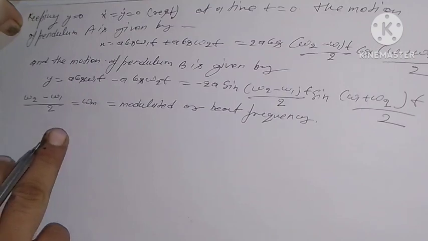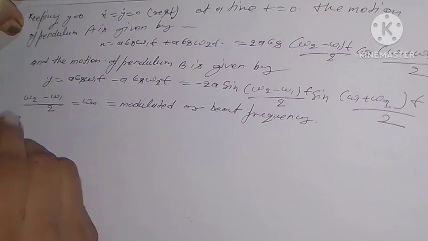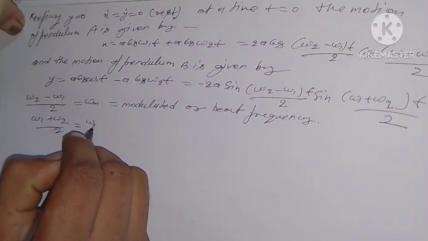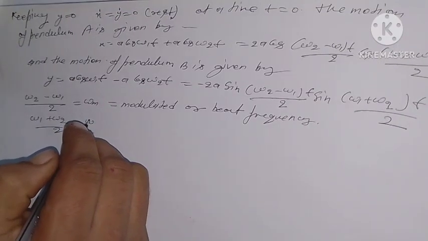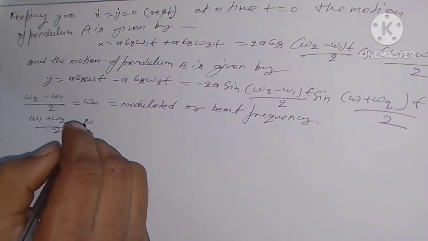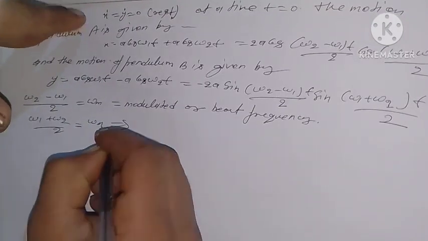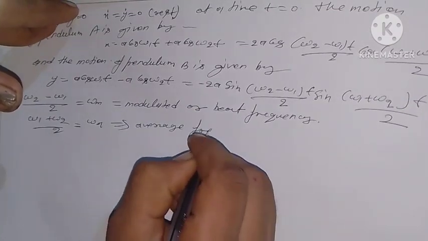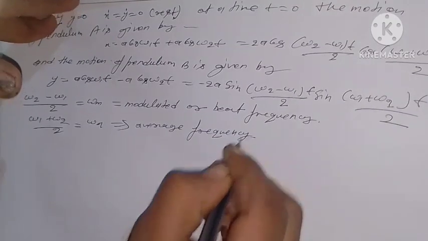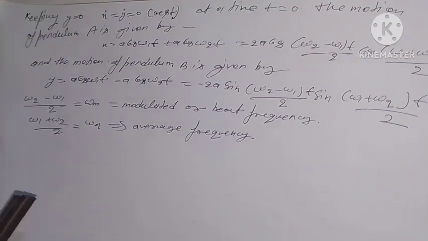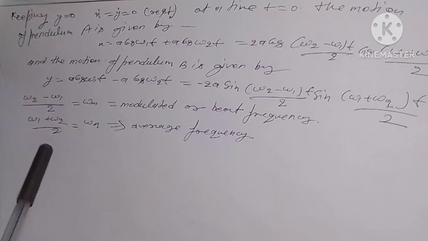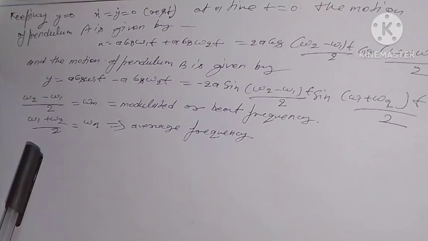(omega 2 minus omega 1) upon 2 is called the modulated or beat frequency, and (omega 1 plus omega 2) upon 2 is omega A, the average frequency. Okay. (Omega 2 minus omega 1) upon 2 equals omega m, that is the modulated or beat frequency, and (omega 1 plus omega 2) upon 2 is omega A, the average frequency.